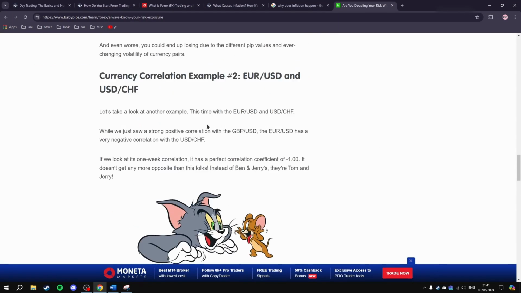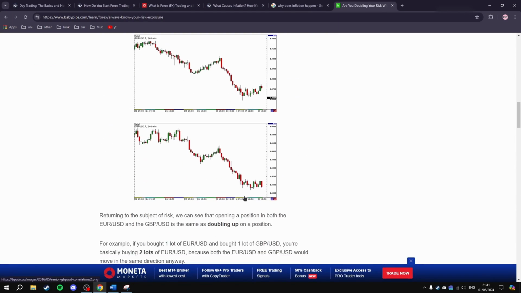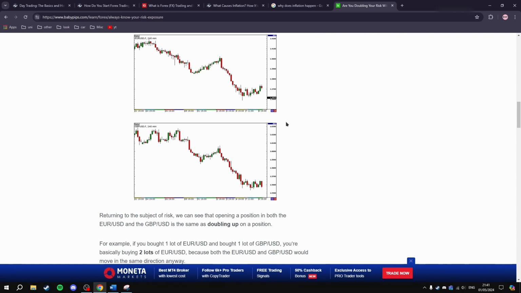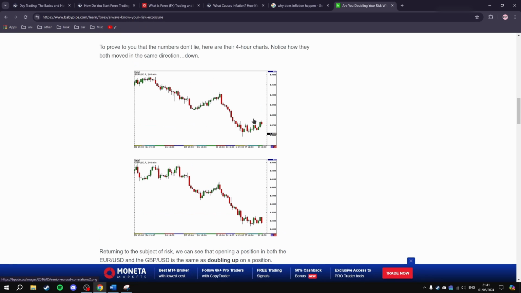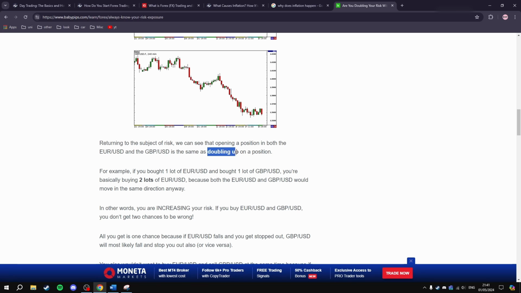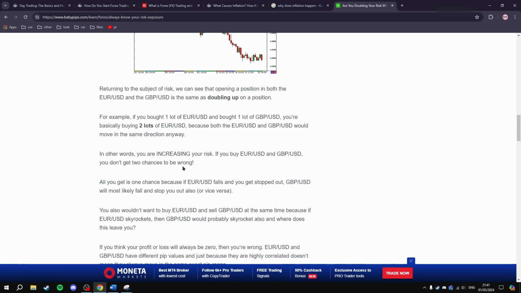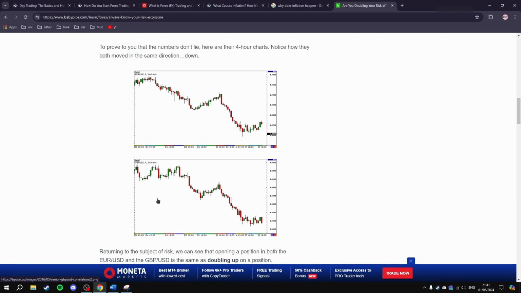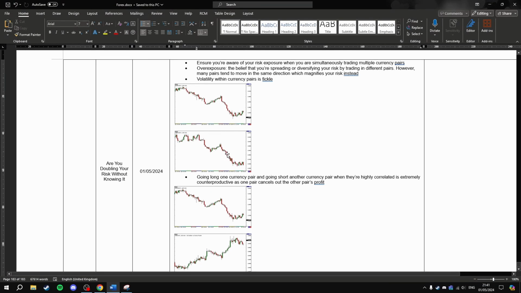Wait, I just realised, so in this one, when they're both highly correlated, if you buy both, or if you go short on both, then you're doubling up on a position, right? So that means you're increasing your risk. So that's when you buy both. But then if you buy one and then sell the other one, then it becomes counterproductive, as one pair cancels out the other pair's profit.